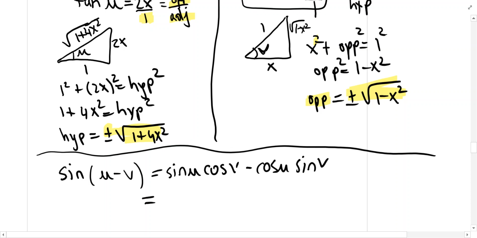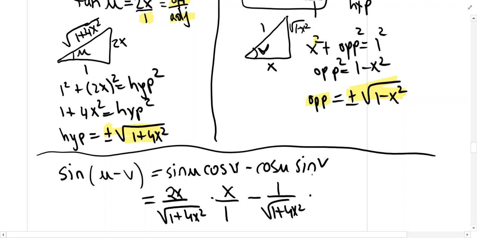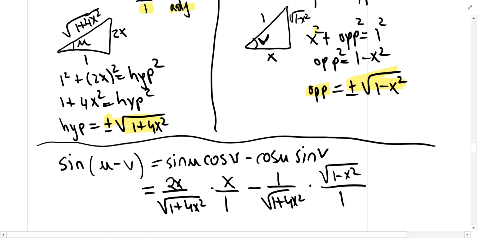Sine of u. So now I'm looking in the u triangle. Sine is opposite, which is 2x, over hypotenuse, which is square root of 1 plus 4x squared, times cosine of v. So I'm looking in the v now. Cosine is adjacent x over hypotenuse, which is 1, minus cosine of u. So I'm looking at u now. Cosine is adjacent, which is 1 over hypotenuse, times sine of v. I'm looking at v. Sine is opposite, which is square root of 1 minus x squared, over hypotenuse, which is 1.